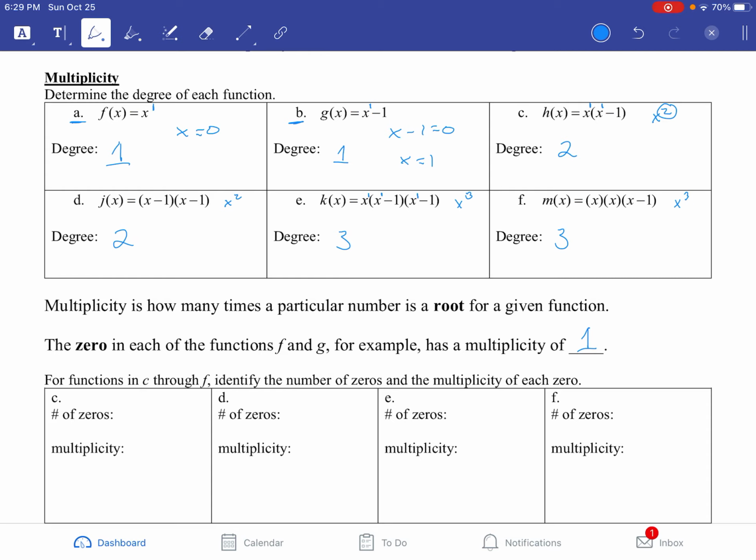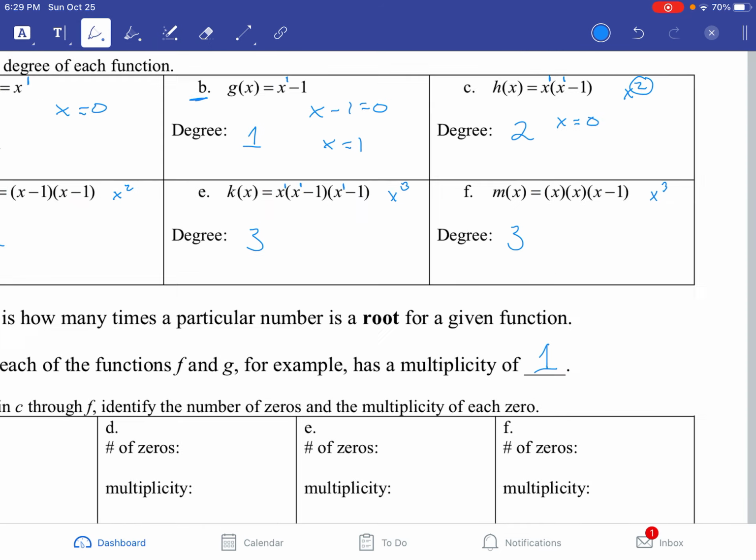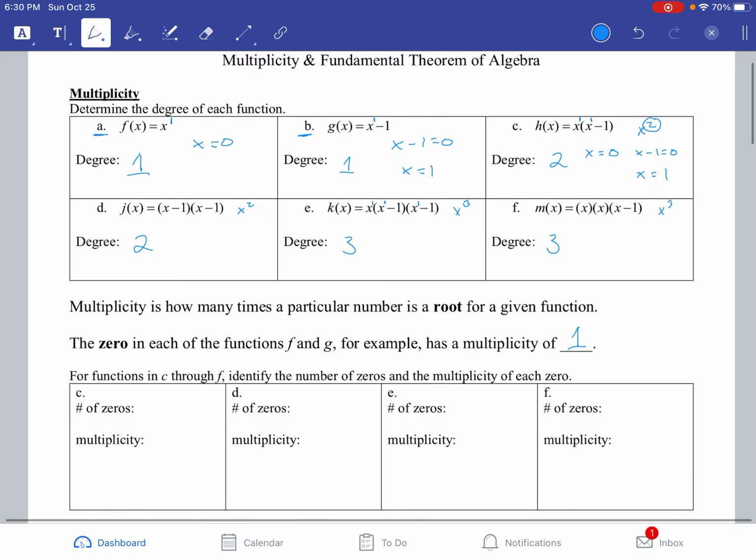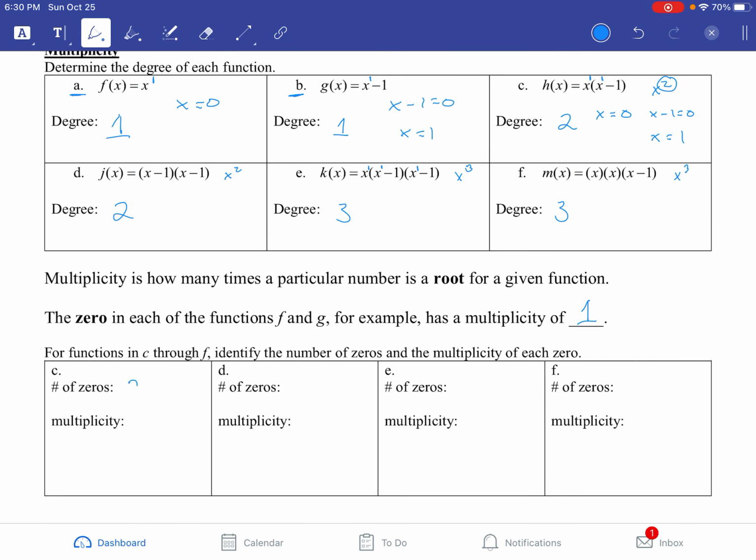Okay, so on C through F and the top table, we're going to find the number of zeros and then what it means to have multiplicity. Okay, if we take C, we have two separate factors. We have x equals 0, and we have x minus 1 equals 0. So x equals 0 is already done. X is also going to equal 1. So they have two separate solutions in a second degree function. So we have two zeros, because we have x equals 0 and x equals 1. And your multiplicity is 0 is a multiplicity of 1.